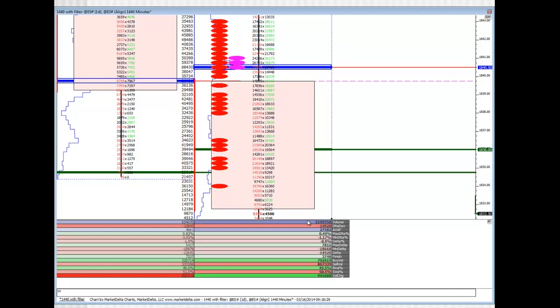Certainly, the total volume for the day is very important, and I'll come back to that in a moment. The delta for the day is important. That is the calculation of buy minus sell volume, or ask versus bid. We'll talk about that in a little detail also.